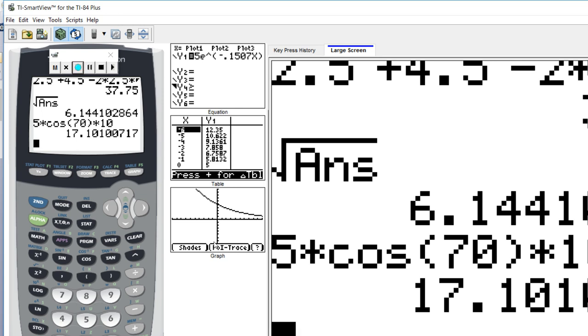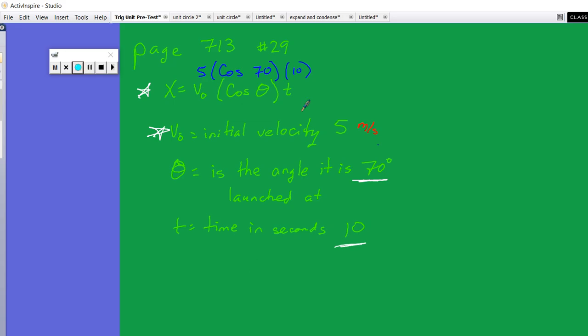17.1 meters. Since this is meters per second, my answer will come out in meters. So that ball was thrown 17.1 meters. And that's all you had to do on that problem.